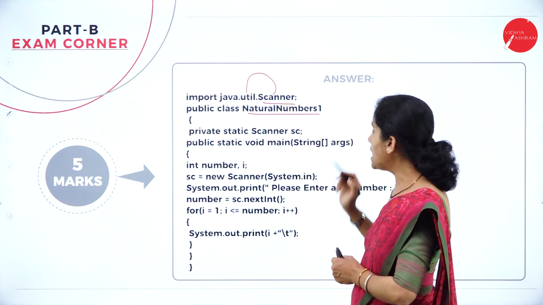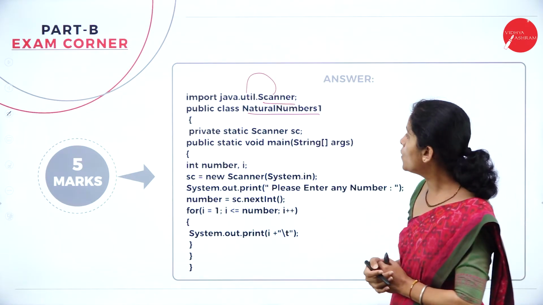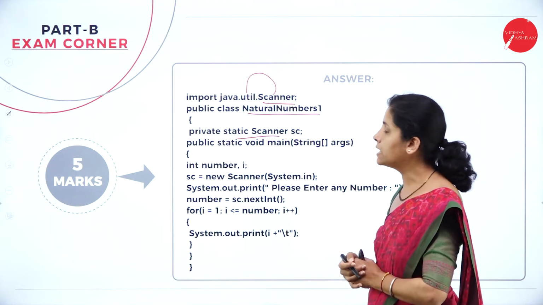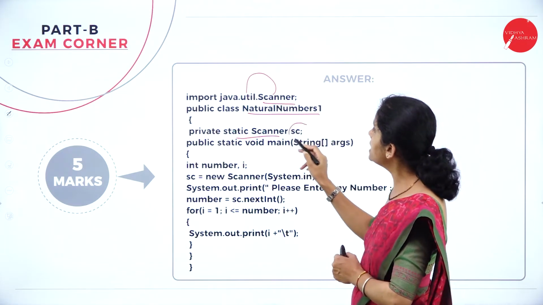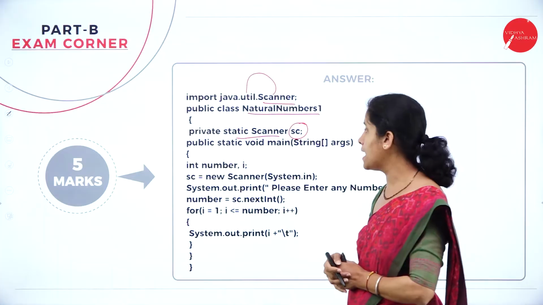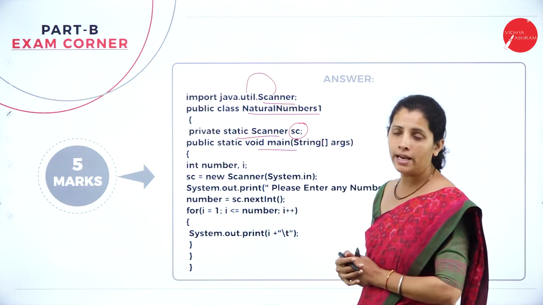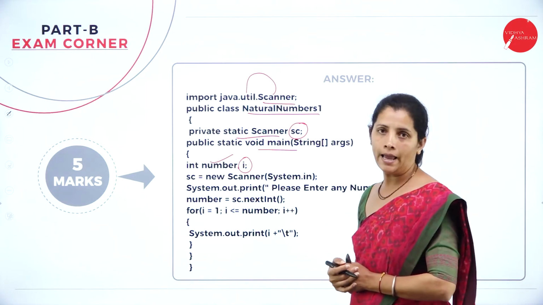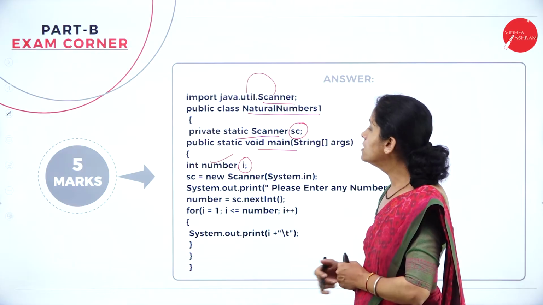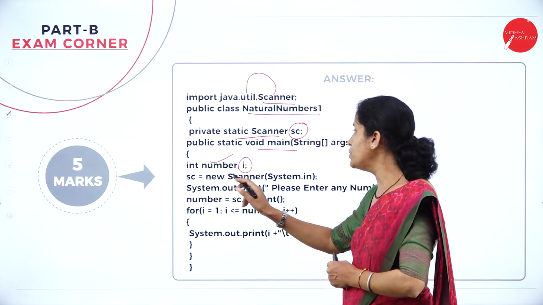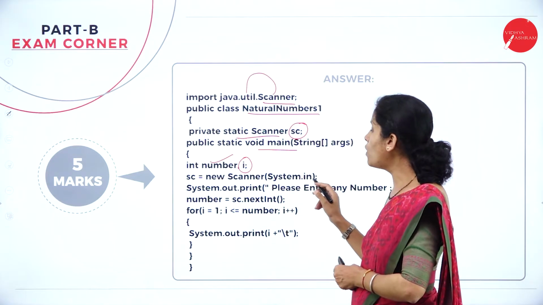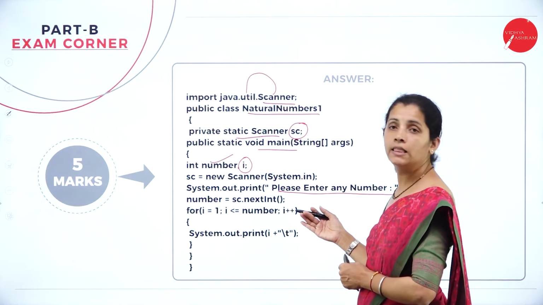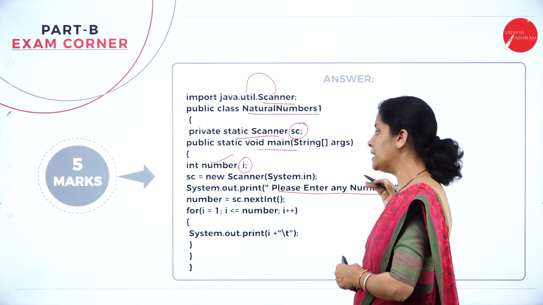Now, what is my class name? That is NaturalNumber1. Okay, fine. Now, I am going to create the object of the type Scanner. So, sc is nothing but the object of the type Scanner. Now, I have the main program and here I have number and i. Now, sc equal to new Scanner(System.in). Now, I am going to display the message to the user, in the sense, please enter any number.